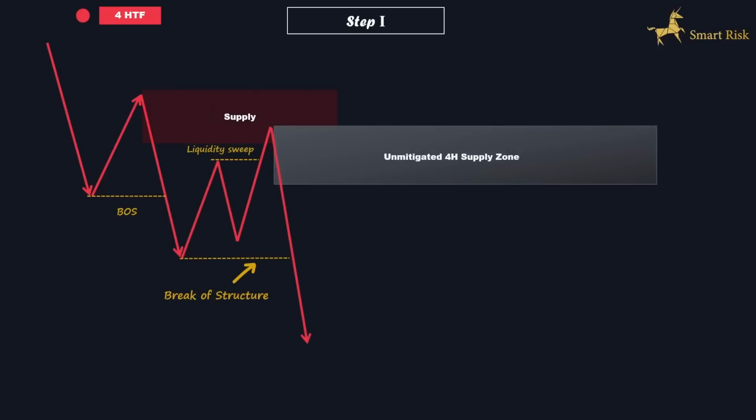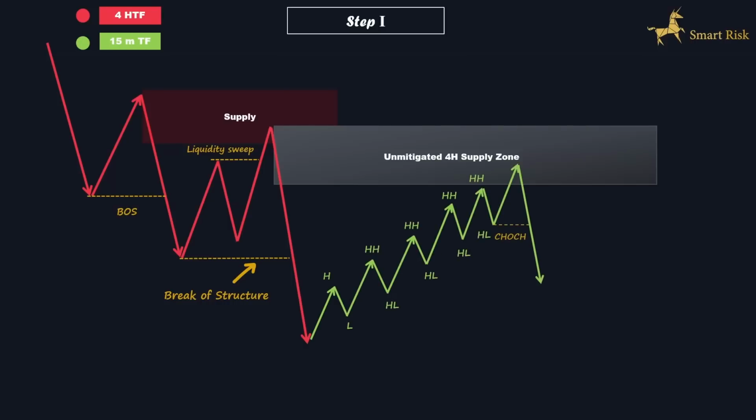Imagine we have a 4-hour structure like this one on the screen. Price is in a downtrend and also has created a series of bearish BOSs. So here we have an unmitigated supply zone at the extreme. Let's say that we have a perfect sell setup on the 4-hour time frame, which is confirmed by the criteria and rules of a high-probability trading setup. Our next step is to switch to the 15-minute time frame, closely monitor the price movement, and patiently wait for the price to return to the 4-hour time frame supply zone and form a change of character pattern.